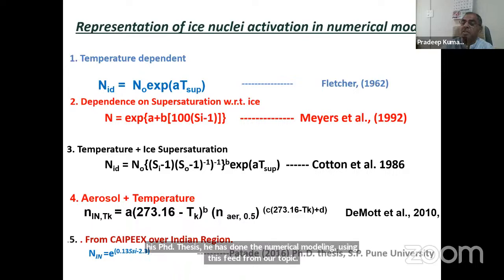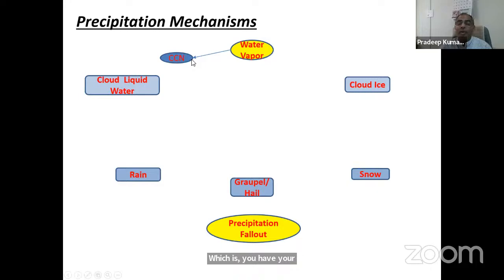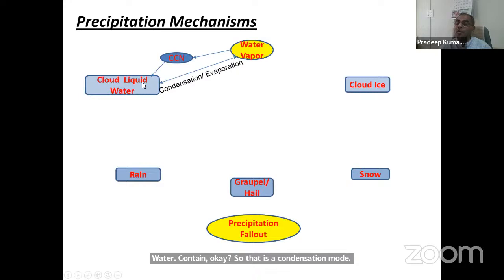Now I'll come to the different precipitation mechanisms. You have water vapor, which is the starting point, and you have your CCN here. Water vapor condenses onto CCN, CCN activate and form droplets, so you get your cloud liquid water content. So that is the condensation mode, and cloud liquid drops can again evaporate and give you back water vapor. So this is a process which goes this way or that.